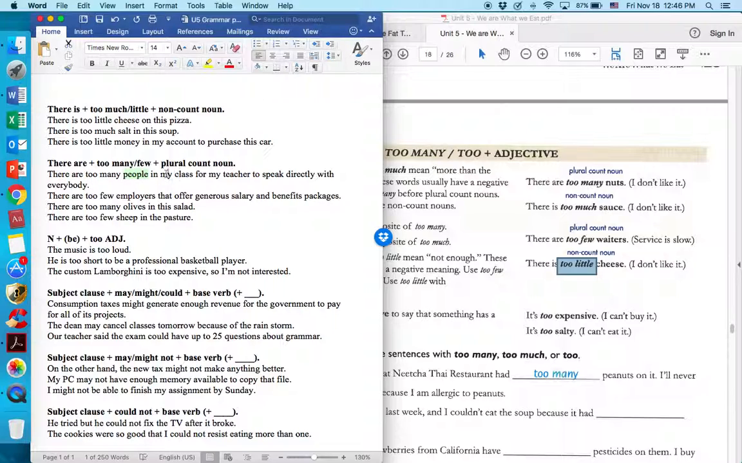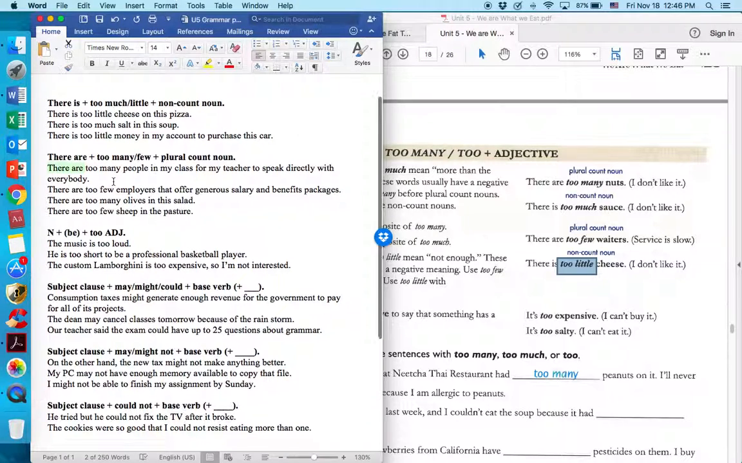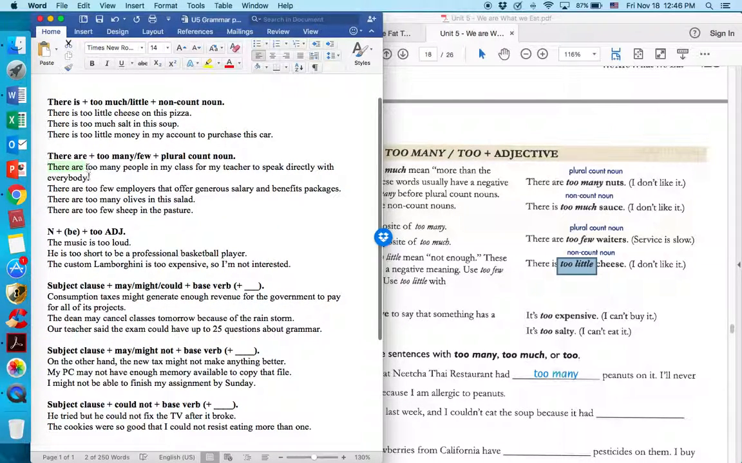There are too many people in my class for my teacher to speak directly with everybody. Means there are so many students that the teacher can't talk to everybody independently. There are goes with that count noun, plural count noun. Okay, there is an excessive amount of people in my class.